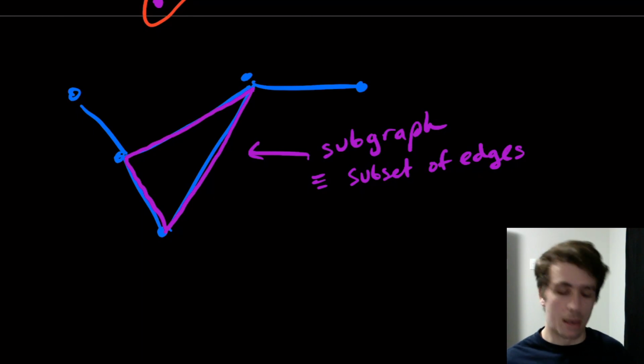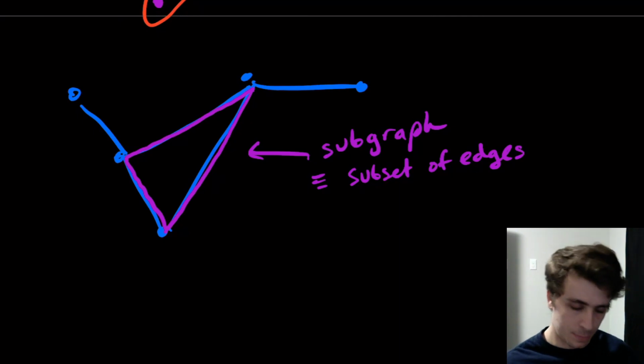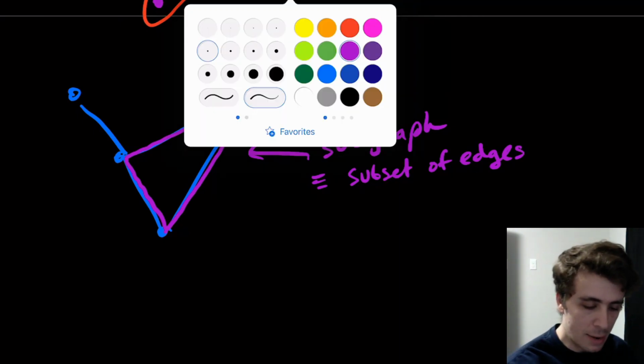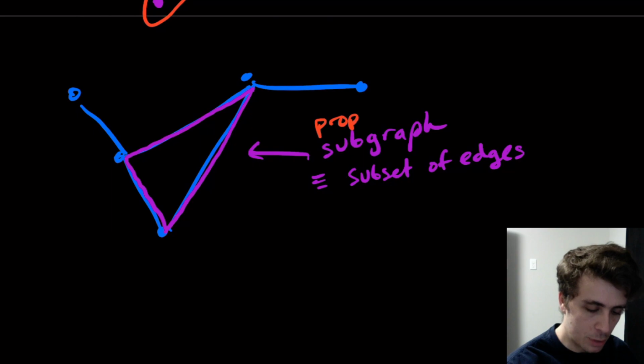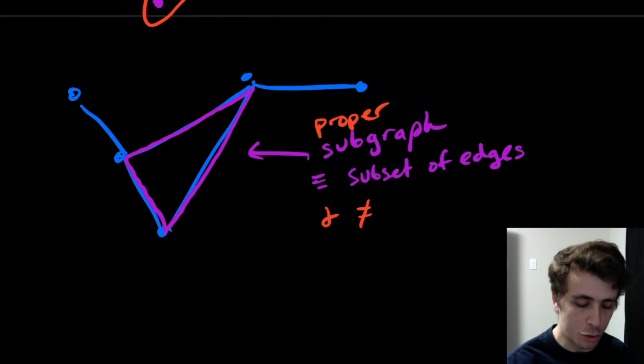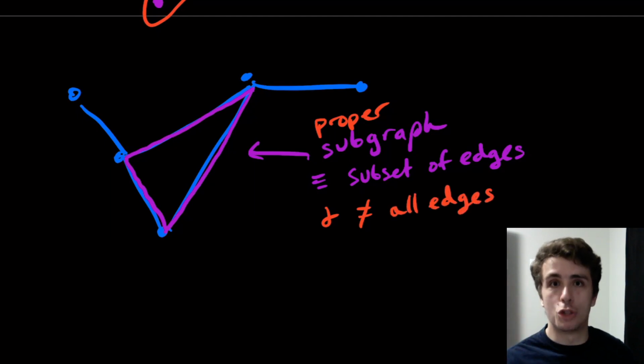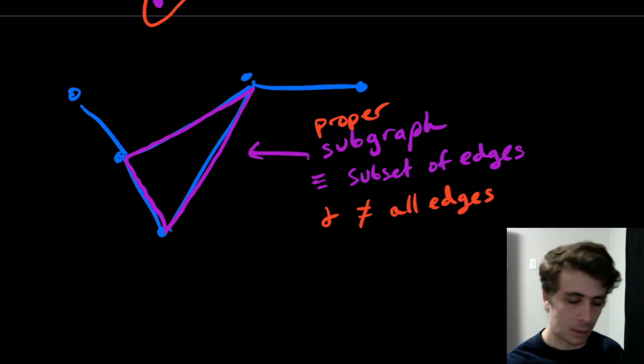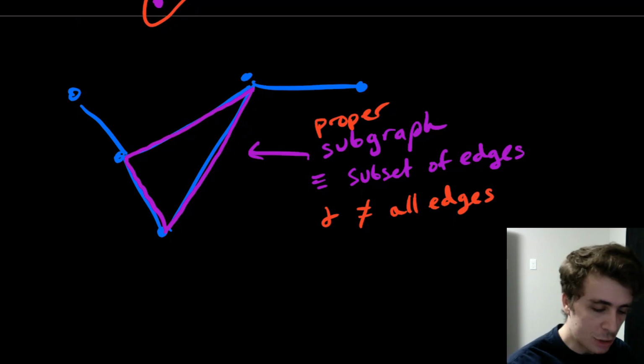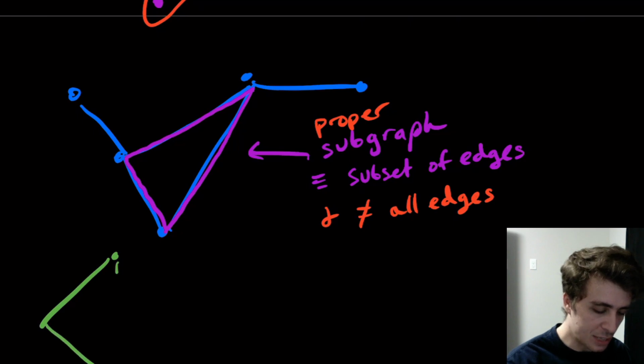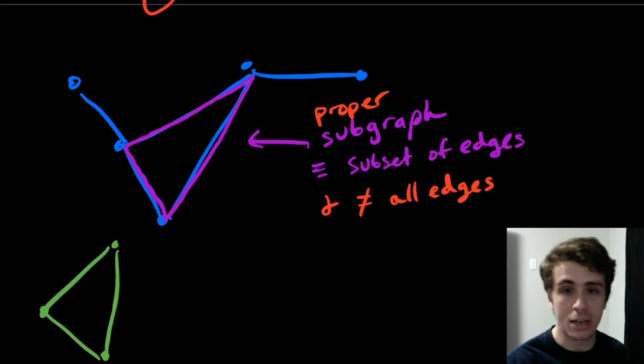And it's a proper subgraph. Another term is proper subgraph if it's not equal to all edges. So if we don't select an edge like we did here, then it's a proper subgraph. In this particular case, if we extract what this graph looks like, it looks like a little triangle, right?